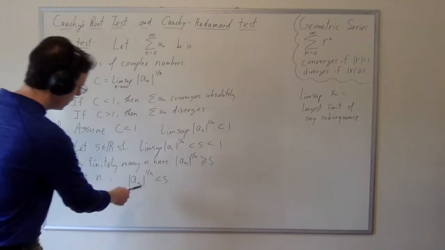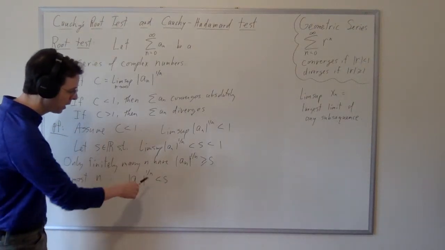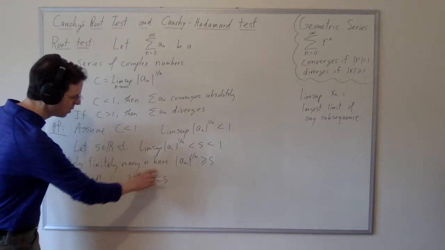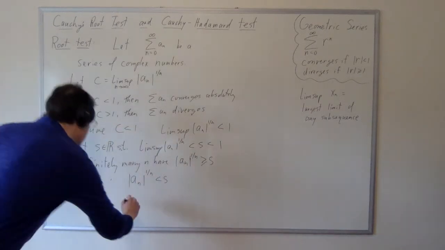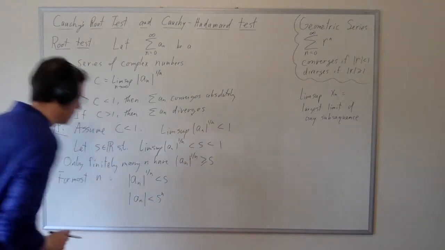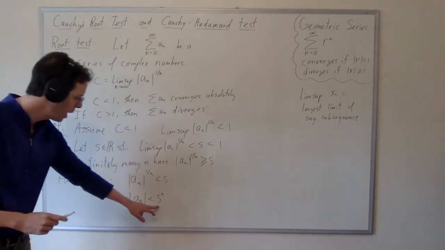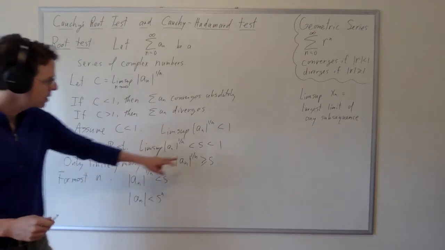And now this is a non-negative real number. I can now raise both sides of this equation to the nth power, and I get that the absolute value of a_n is less than S to the n. So I get a bound on a_n, and the bound is S to the n. And S is less than 1.